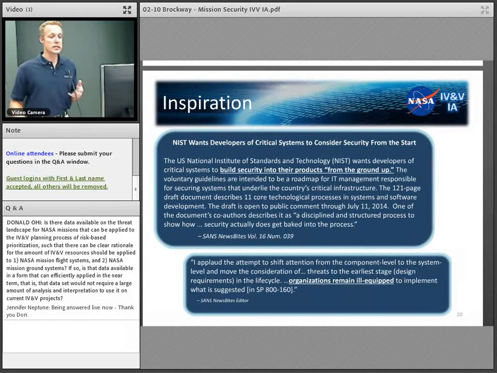We are plugged in to the threat landscape with various components of both NASA as well as other entities, and it's a matter of making that practical, accessible, and actionable, which is, I think, really what he's asking.